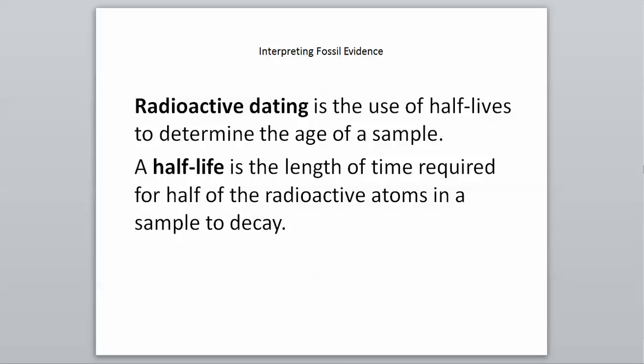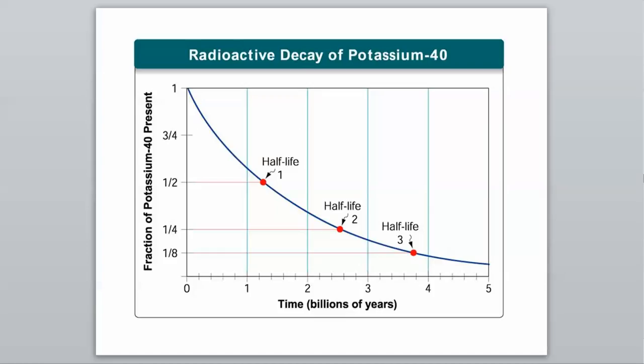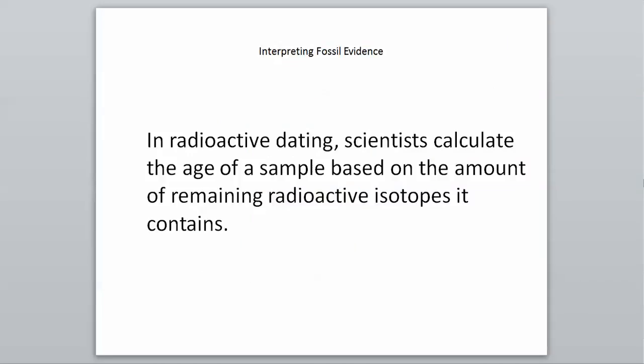Here's a chart, and in radioactive decay, this really starts making sense. Scientists calculate the age of the sample based on the amount of remaining radioactive isotopes it contains. So if we know that it takes 5,000 years for half of this carbon to go away, we can measure the amount of carbon and say, oh, over half the carbon is gone, so that has to be over 5,000 years old.